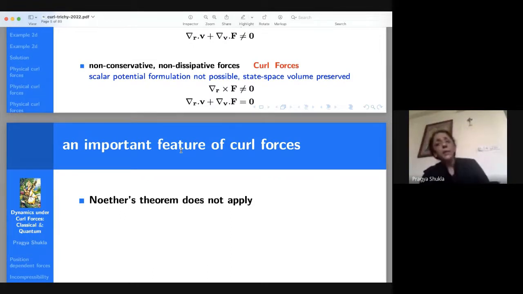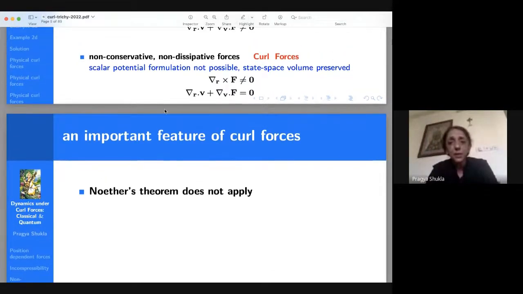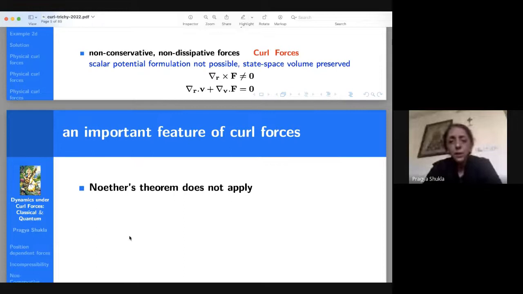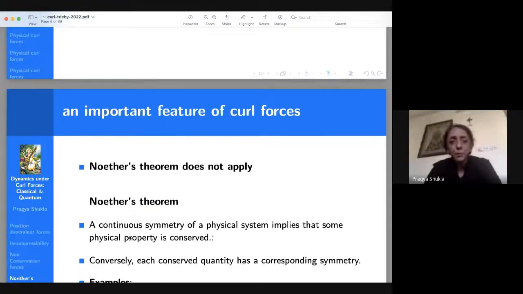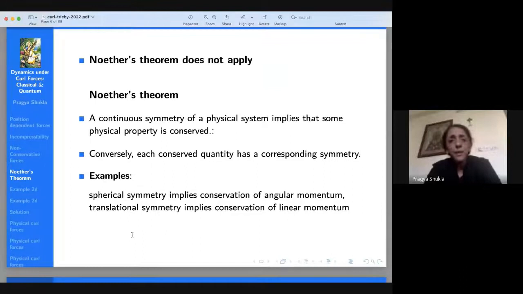Now, why are we so keen on studying these curl forces which I just described? First of all, there is a fundamental interest: Noether's theorem does not apply. What is Noether's theorem? Noether's theorem states that a continuous symmetry of a physical system implies that some physical property is conserved. For every symmetry there is a corresponding conserved physical property, and vice versa. Each conserved quantity has a corresponding symmetry.